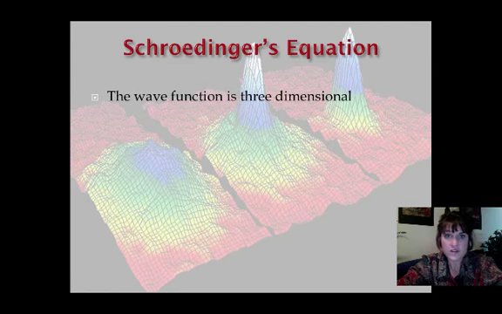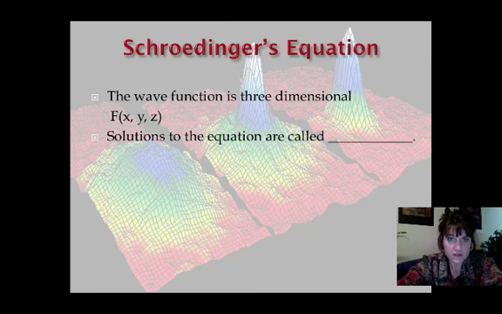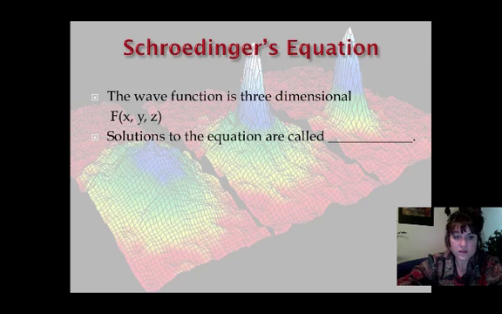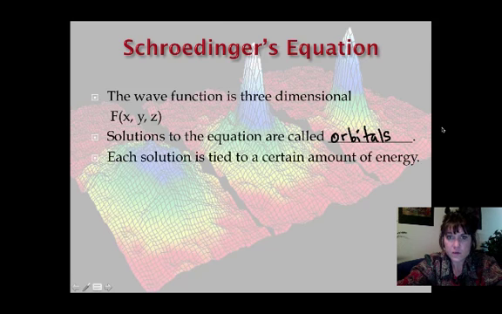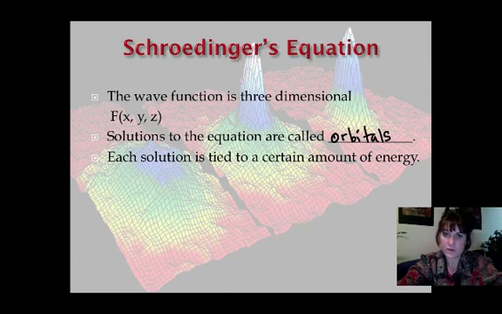The wave function is described as a three-dimensional function. So we use x, y, and z, for instance, to describe where the electron is. And the solutions to these equations are called orbitals. So we talk about the different kinds of orbitals that would be allowed, which represent the different antinodes where the electron's allowed to be. Each solution then is tied to a certain amount of energy.